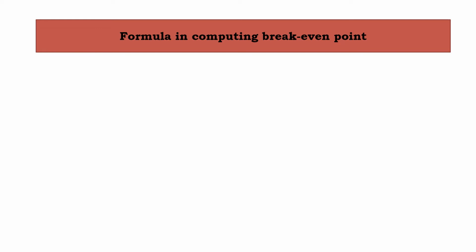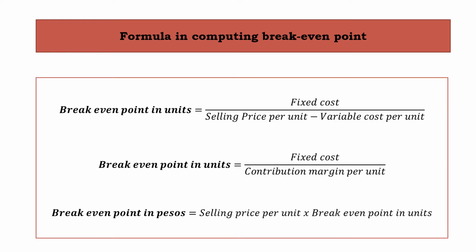Now let us learn how to compute the break-even point. Here are the formulas. To compute for the break-even point in units, the formula is fixed cost divided by the difference of selling price per unit and variable cost per unit. Or break-even point in units is equal to fixed cost divided by contribution margin per unit. Contribution margin per unit can be computed by selling price per unit minus variable cost per unit.